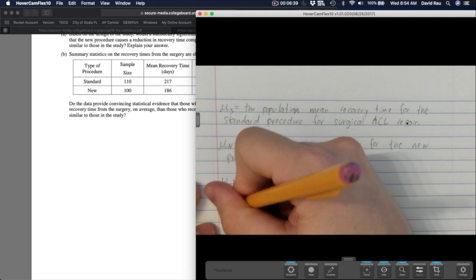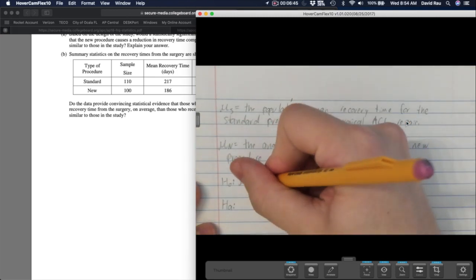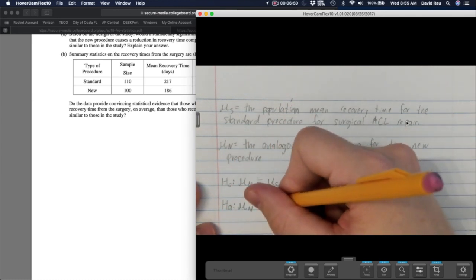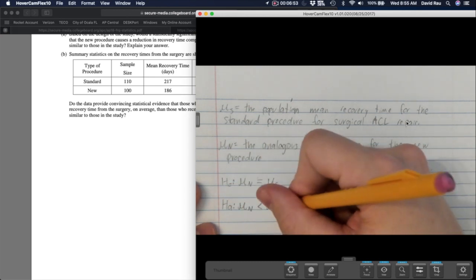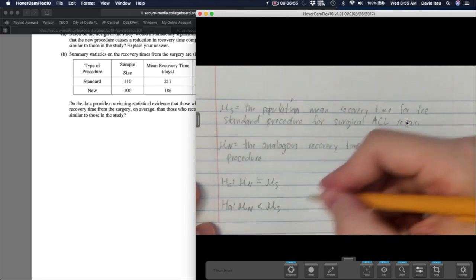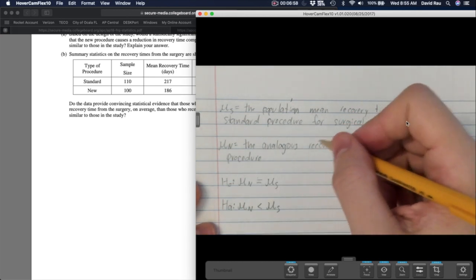Now my HA, I'm going to say, H0 is always equal to. So we're going to assume that they're similar, but we're trying to say alternatively, hopefully, the new procedure has a smaller recovery time, a faster recovery time. Faster means smaller in terms of time.